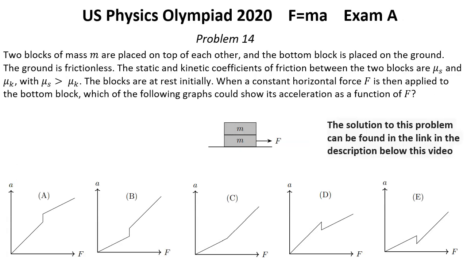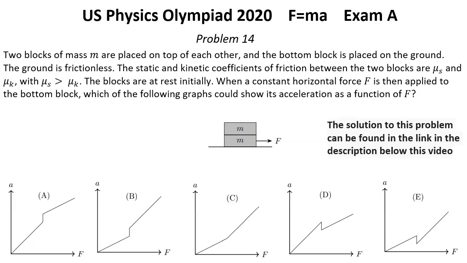Problem number 14. Two blocks of mass m are placed on top of each other, and the bottom block is placed on the ground. The ground is frictionless. The static and kinetic coefficients of friction between the two blocks are μs and μk, with μs greater than μk. The blocks are at rest initially. When a constant horizontal force F is then applied to the bottom block, which of the following graphs could show its acceleration as a function of force F? Solution for problem number 14.